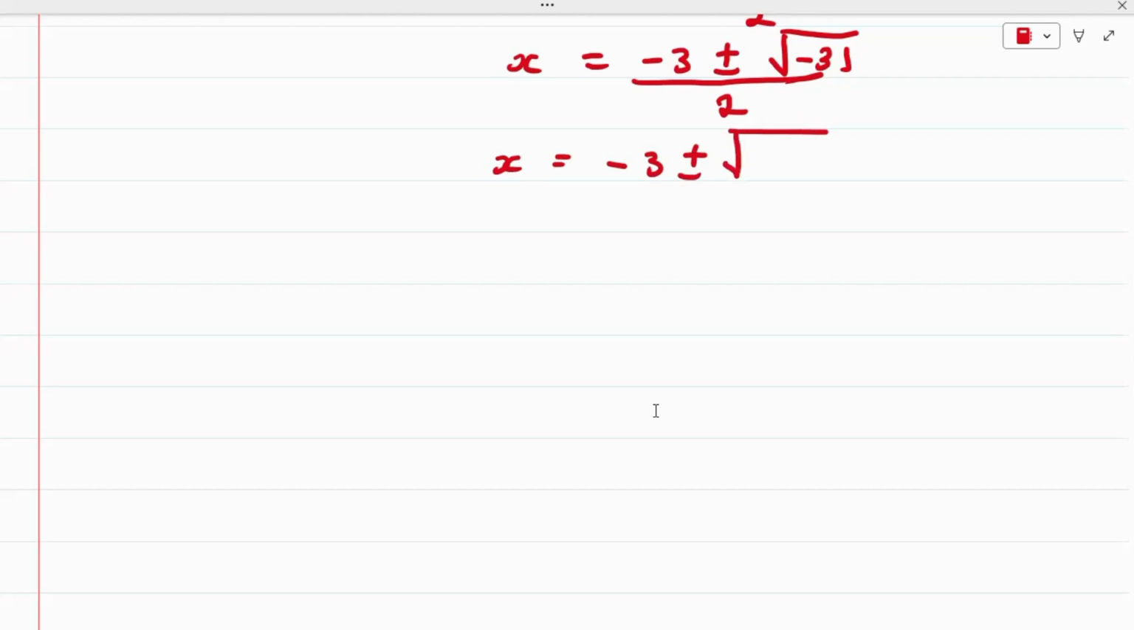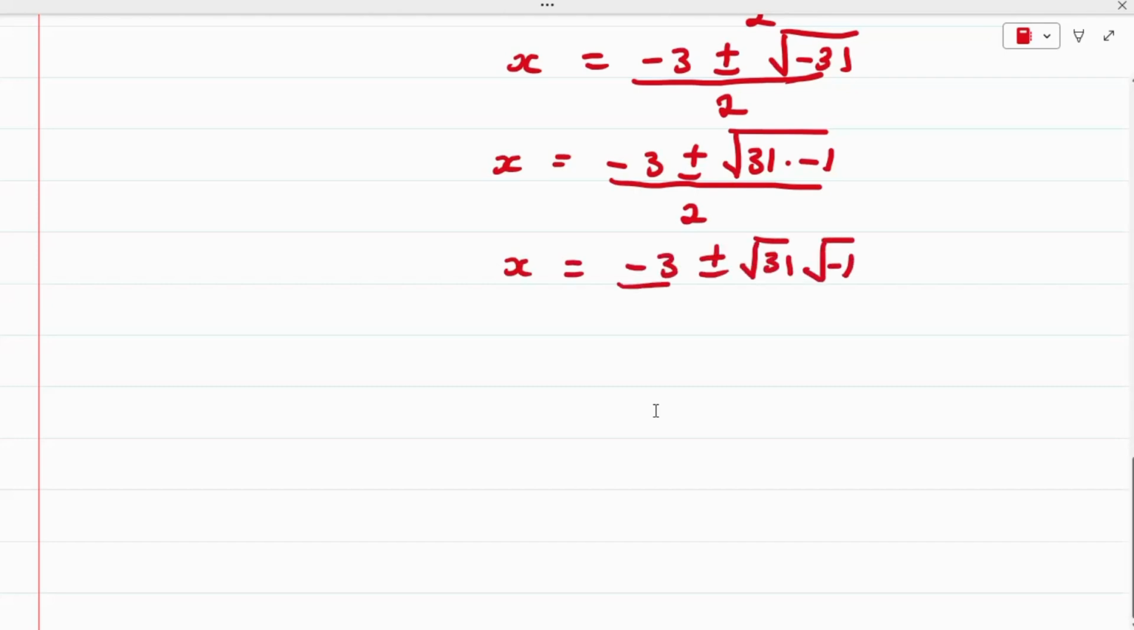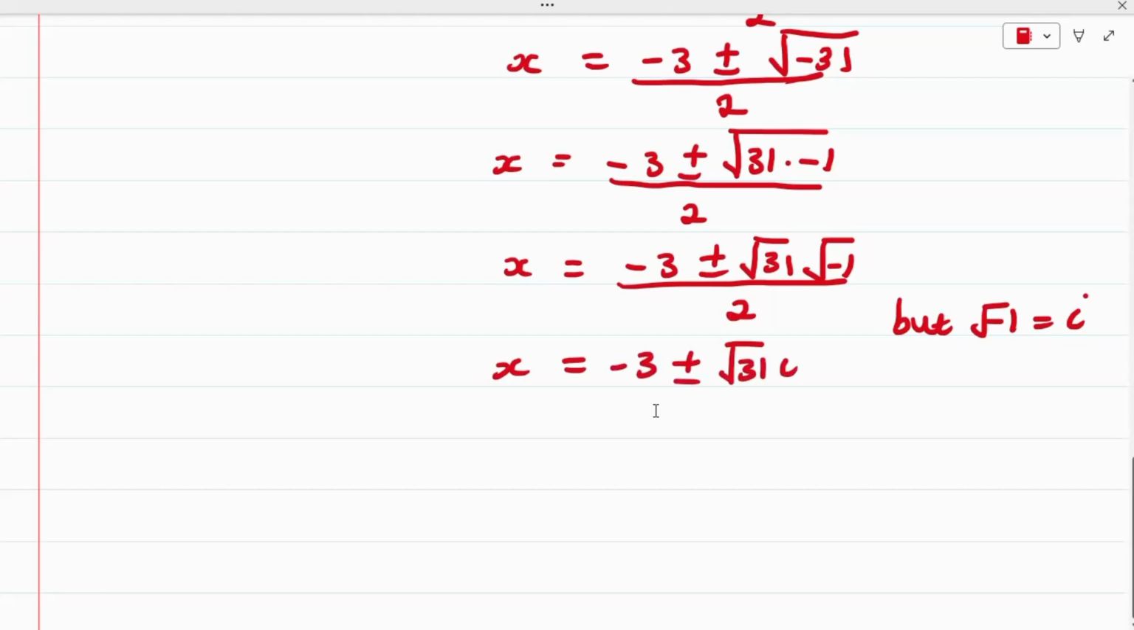Now the root of minus 31 can be expressed as the root of 31 multiply the root of negative 1, over 2. So we have that x is equal to minus 3 plus or minus the root of 31 multiply the root of minus 1 over 2, but the root of minus 1 is equal to i. So we have that x is equal to minus 3 plus or minus the square root of 31 i over 2. So we have been able to get the other values of x.